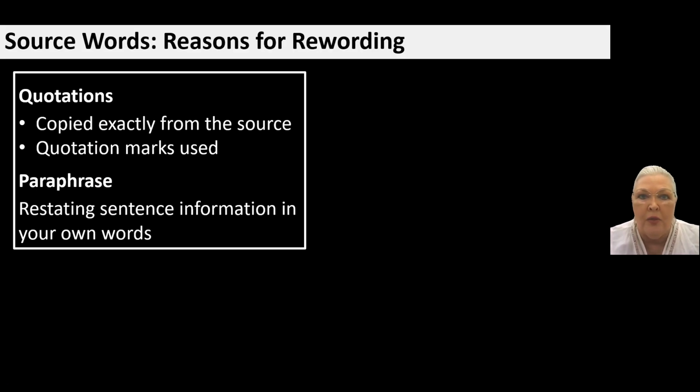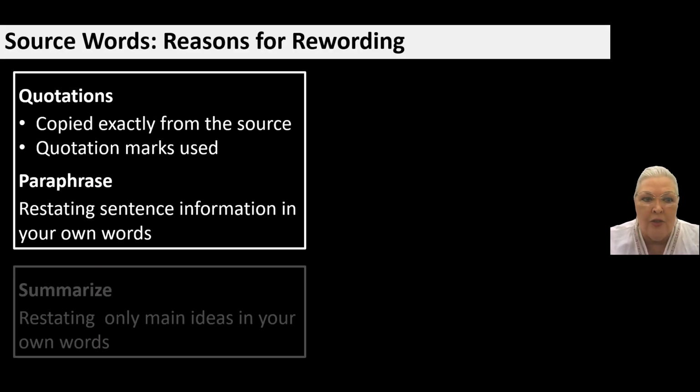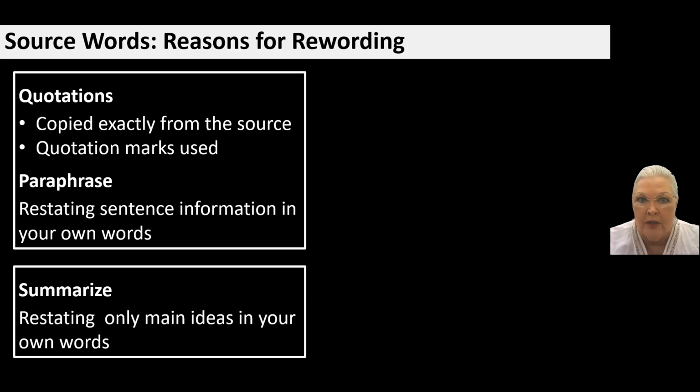So we can incorporate source words in 3 different ways into our document. First, quotations. This means that I take the exact words from the source and copy them in my paper and put quotation marks around them. For a paraphrase, I will take the information in a sentence and restate that information using my own words. Sometimes I don't need the information in every sentence. Maybe I just want the main ideas. If I'm summarizing the main ideas, that's called summarizing.